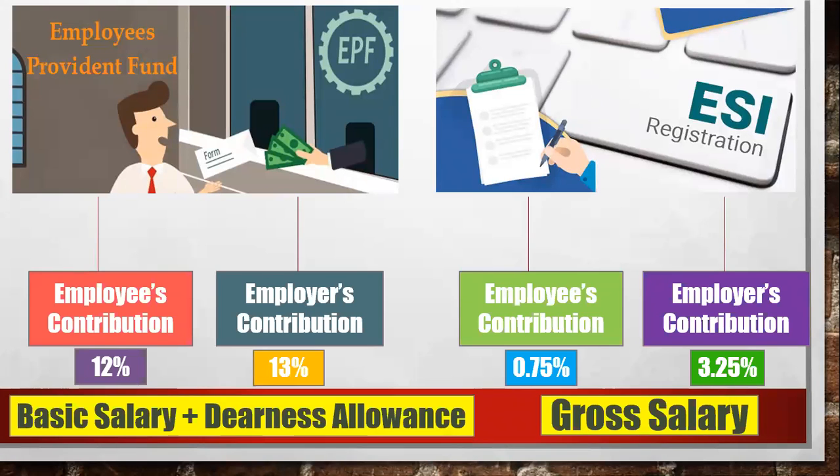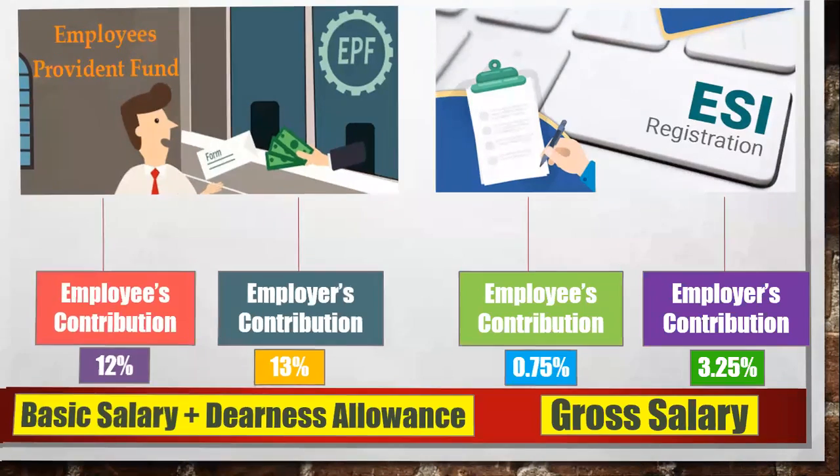Okay, so just take it. This is the percentage you have to calculate on what I have written over here. If you have to calculate PF, then it will be basic plus DA amount. DA is dearness allowance. And if you have to calculate ESI contribution, you have to calculate it on gross salary. Clear? Yes ma'am. Okay.